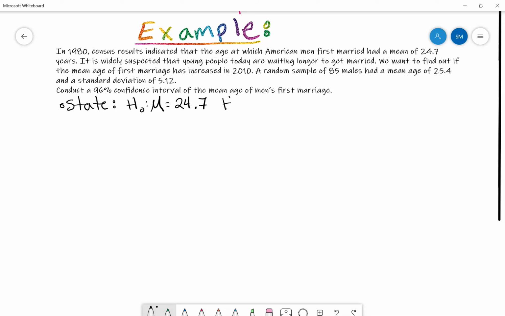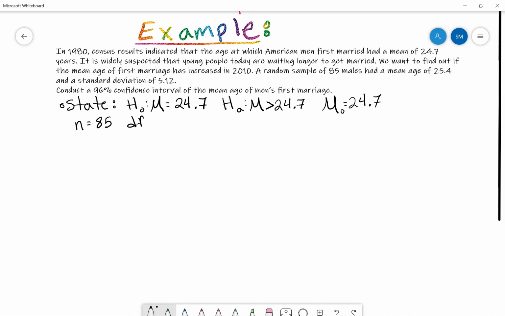Our alternative is still a mean, and we are trying to figure out if it is now greater than 24.7, which means that our null mu is 24.7. Remember, all three of these should always be the same number. So then we need to check what our sample size is. The sample size they're testing is 85.